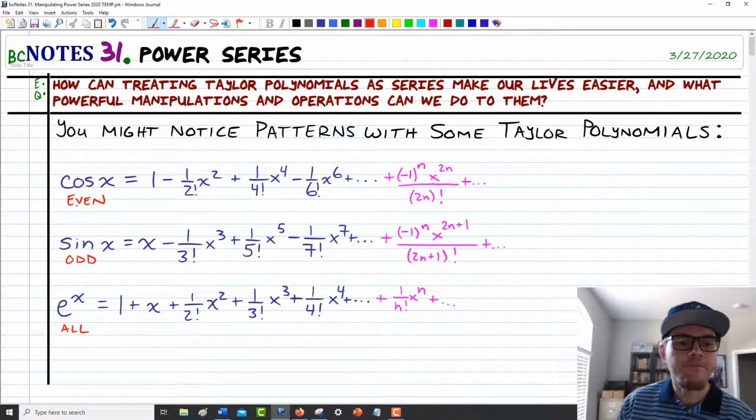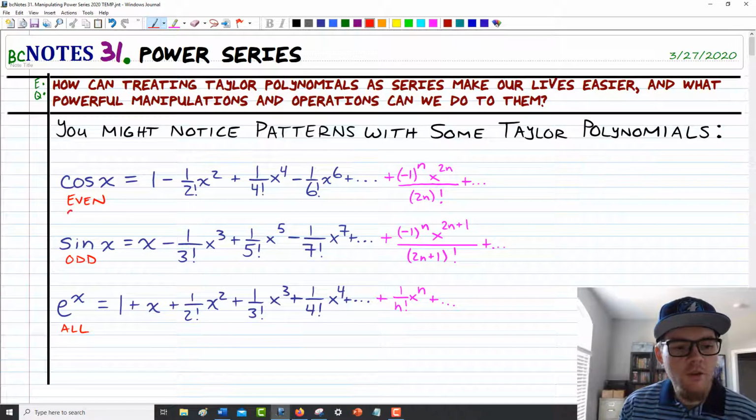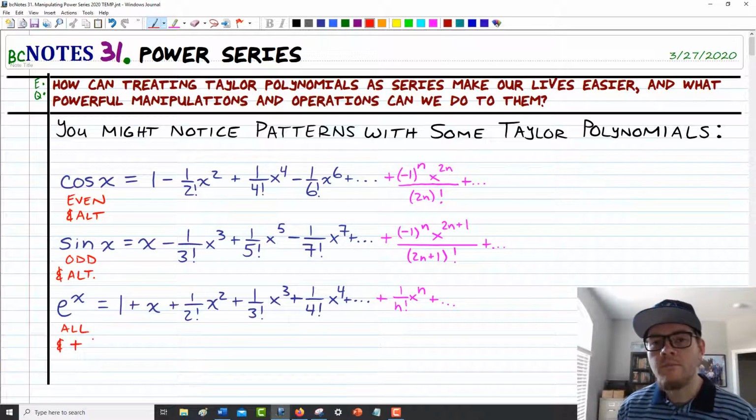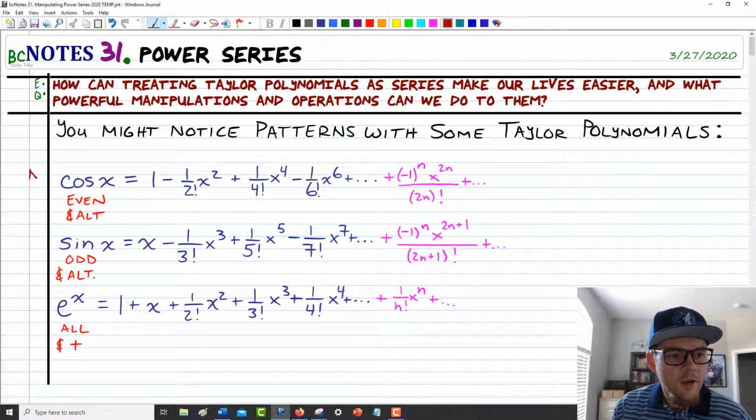My own fault. So from here, cosine, in addition to cosine being even, it's also alternating. Just like sine is odd and alternating. And then e to the x is all and positive. So there's no negative signs, no negative coefficients in that particular one. So having said that, just as kind of a note, these are things that you will need to know. So let me write that in there as well. These are need to know.